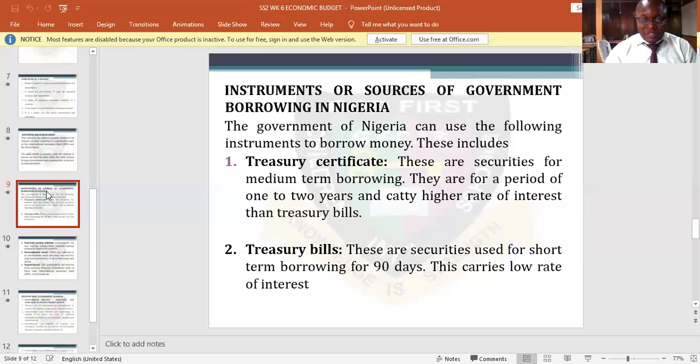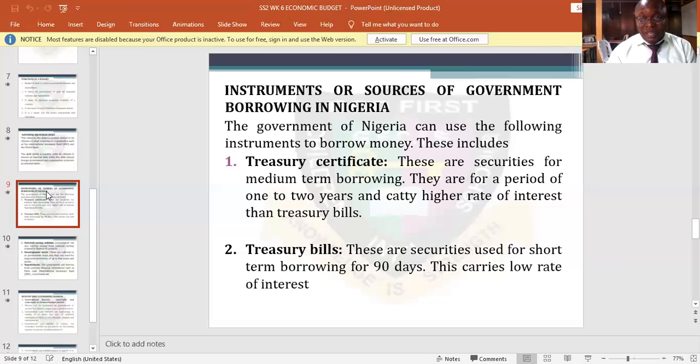Then the treasury bills, these are securities used for short-term borrowing. That short-term borrowing has to be 90 days. Minimum is 90 days. And when we are looking at 90 days, that is 1.5 months. So that's 90 days.